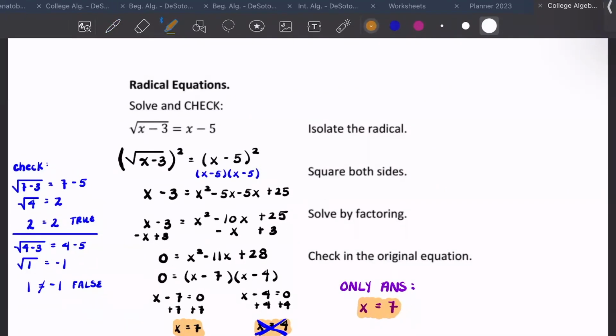So this was a radical equation. We squared both sides, moved everything over, put it in standard form. We got something that we could factor. We set both of our sets of parentheses equal to 0, and we solved. And then we checked to make sure that we actually got something that was true and not false.